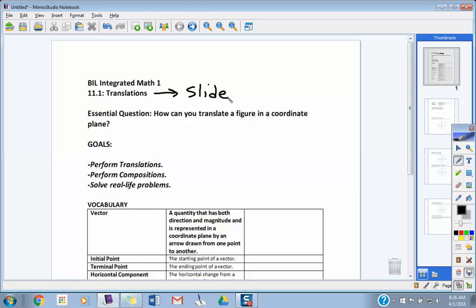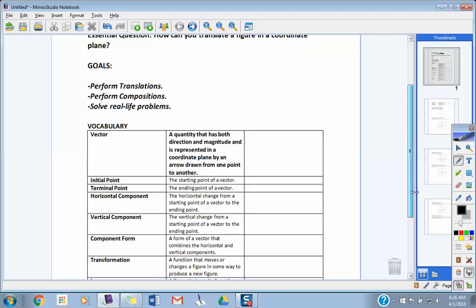Okay, so if you hear the word translation, what one word do I want you to replace it with? Sliding it around, okay? So the goal is to meet that question today. We're going to perform some translations. I'll show you what performing compositions mean, and then we'll look at some real-life problems that involve this stuff.